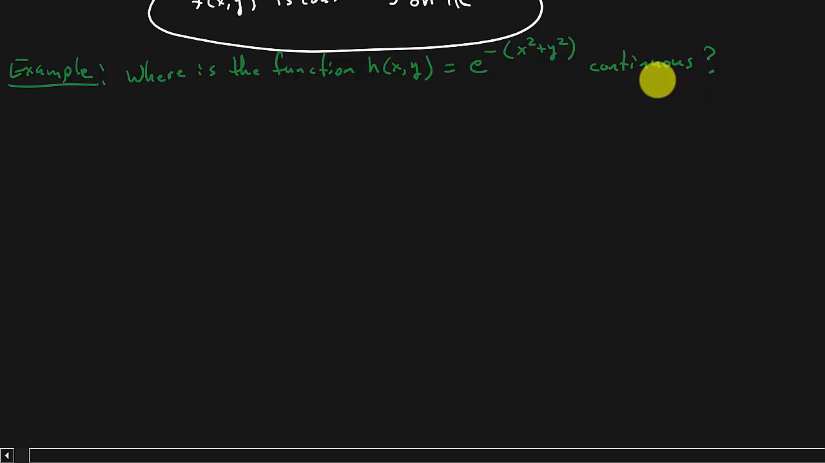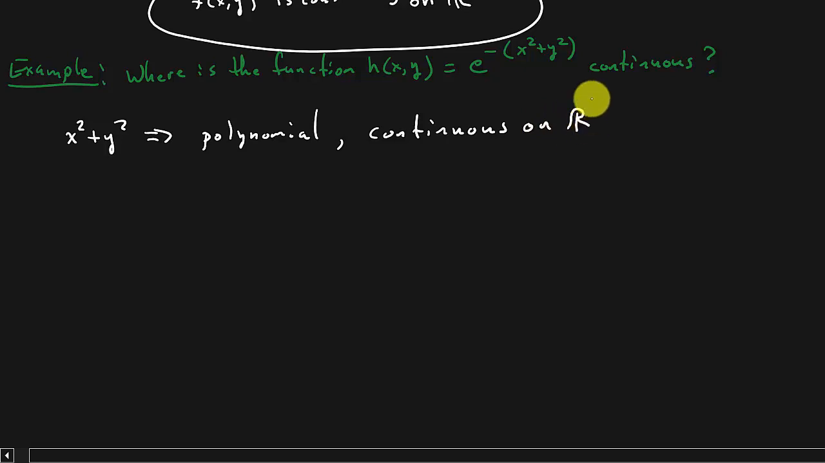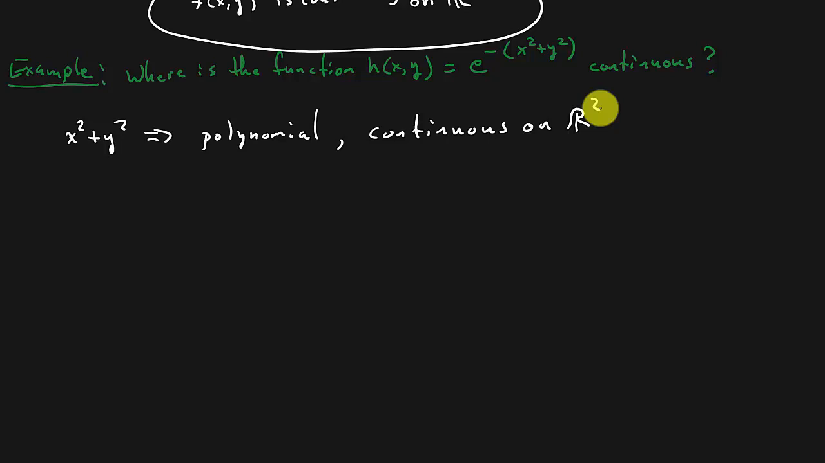We've got, where is the function h of (x, y) equal to e to the negative (x squared plus y squared) continuous? All right, so, well, let's just look at the exponent, because that's where the variables are. Well, we know x squared plus y squared, that is a polynomial, and it's continuous on R2. Polynomial is. Now, x squared plus y squared, whatever we plug in there, we'll get whatever number. Okay?